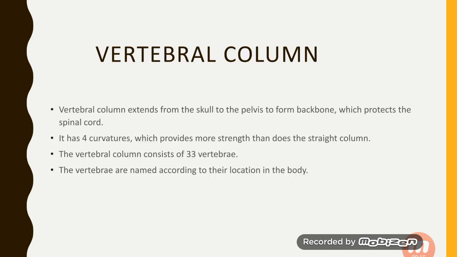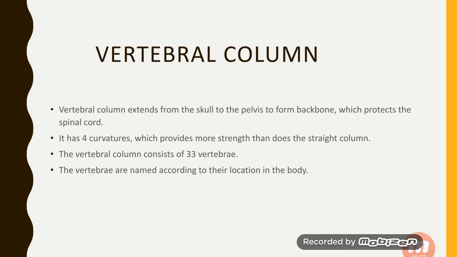Second is the vertebral column. It extends from the skull to the pelvis, which is also known as the backbone, and it helps to protect and maintain an upright position of the person or any organism which is called a vertebrate. Normally the vertebral column has four curvatures, meaning the vertebral column and its vertebrae are divided into four curvatures, and there are 33 bones in total.